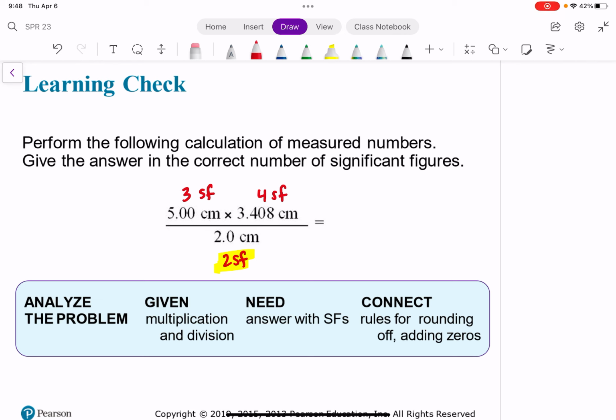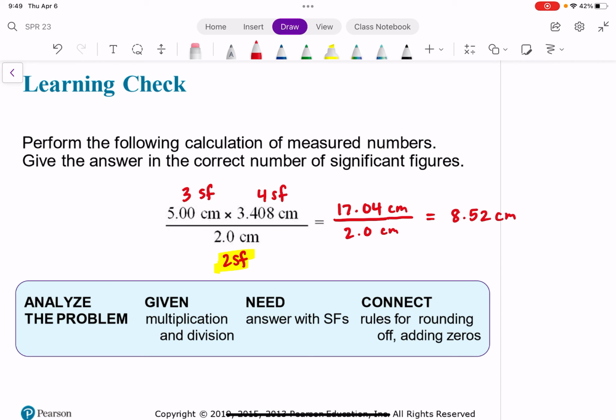Okay, so let's go ahead and do this calculation. So we got 5 times 3.408. That gives me 17.04 divided by 2. I'm just breaking it up into 2 steps. You don't have to do that. You can do it all on your calculator. Okay, so then let's divide by 2, and we get a final answer of 8.52. 8.52 what? Centimeters.